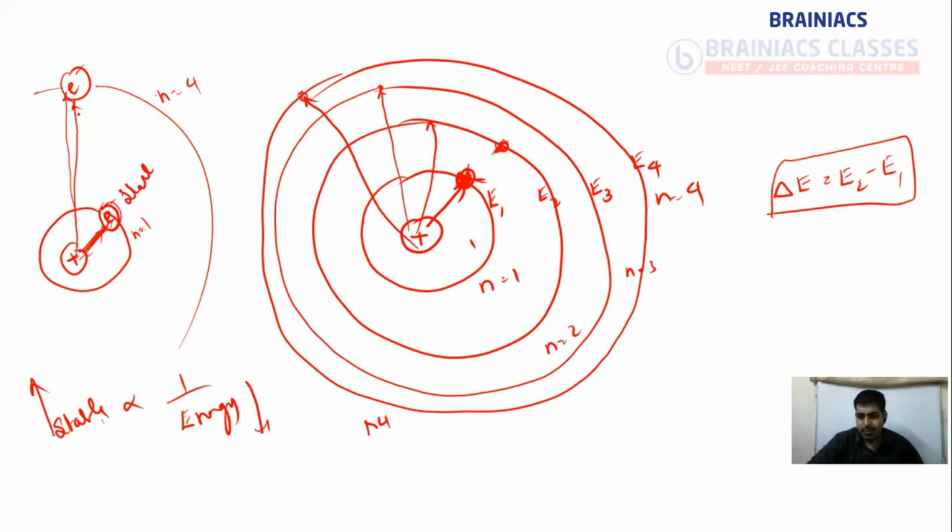Now, always remember that orbital energy near the nucleus is always less. If you consider the energies E1 and E4, the energy of E1 is less because it is near the nucleus, and the energy of E4 is greater because it is further away from the nucleus. So the energy of E4 is greater than E1. I think it's clear.